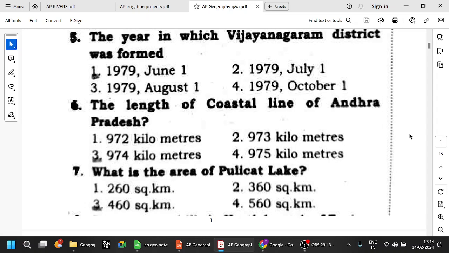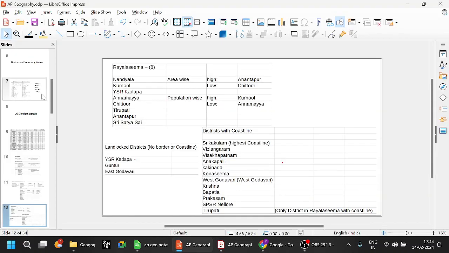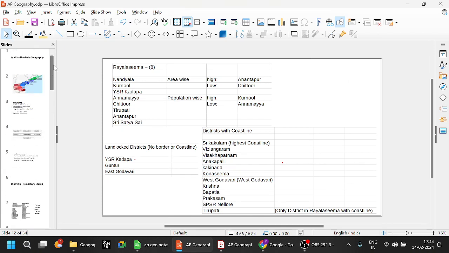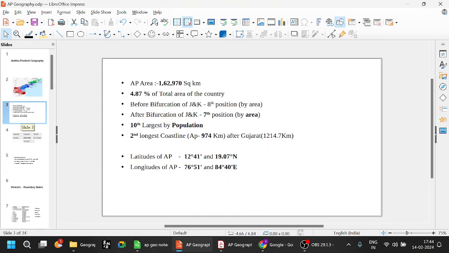The length of the coastline of Andhra Pradesh, as I said, is very important, is 974 kilometers. We have seen just now, right? It's one of the fundamental things to remember. Okay, 974 kilometers is the second longest coastline, and the first one is Gujarat, which is 1214.7 kilometers.